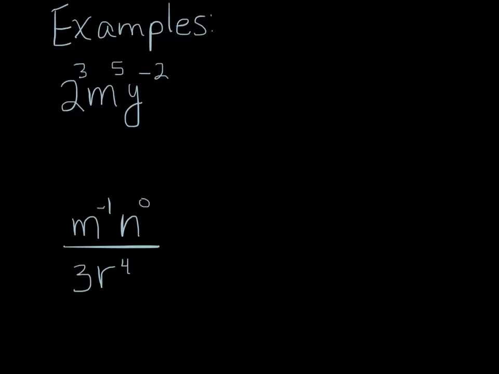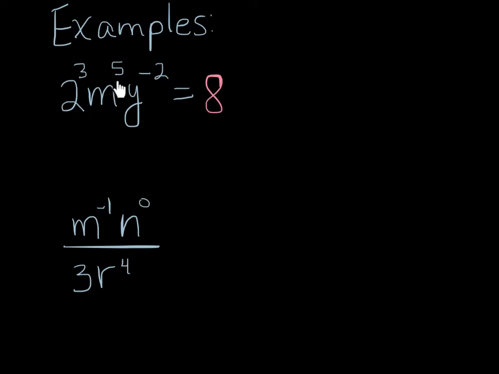Okay, and here's just a few more examples. So here I have 2 to the third, m to the fifth, y to the negative 2. Let's look at 2 to the third. 2 to the third power. There's no negative exponent, there's no zero exponent, it's just 2 to the third. What does 2 to the third equal? 2 times 2 times 2, which is 8.